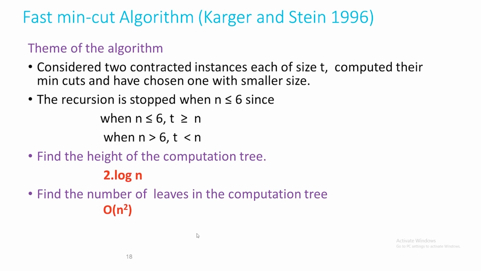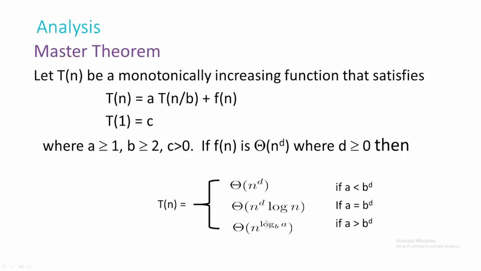So, what is the advantage of this algorithm over Karger's min-cut algorithm? In Karger's min-cut algorithm, the computations are independently done, correct. Computations are not shared. Here the computations are shared, so the computational complexity is going to be reduced, okay. So, let us do the analysis and see.